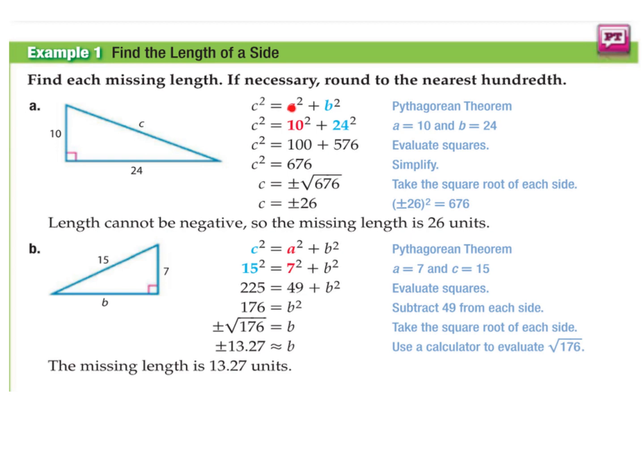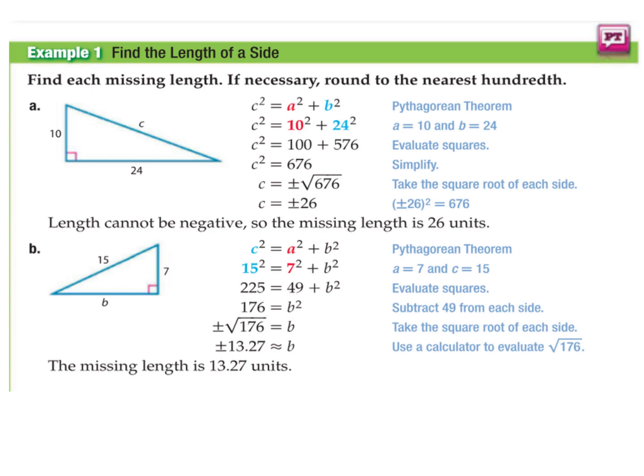So A is 10, so you have 10 squared. B is 24, you have 24 squared. 10 squared is 100, you could do that on the calculator. 24 squared is 576. You could do that on the calculator. And then you add 100 and 576 and you get 676. Please use your calculator when you're doing this math. And at this point, you have C squared equals 676.